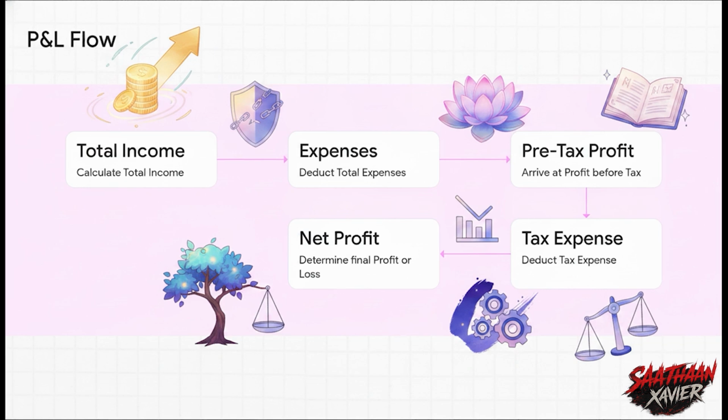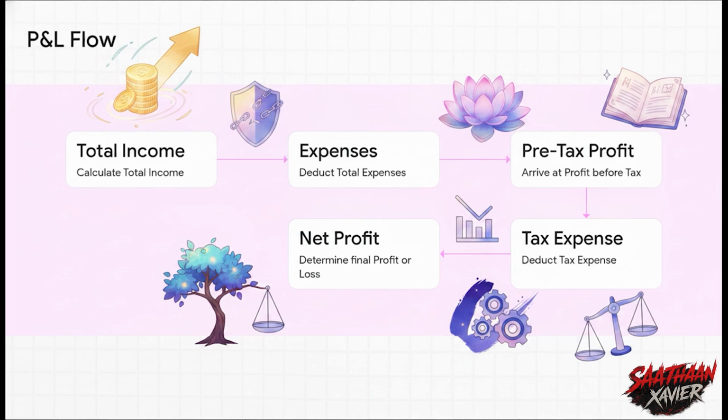Step 1, start at the top by calculating total income. That's revenue from operations plus other income. Step 2, deduct your total expenses. Step 3 brings you to the profit before tax. Step 4, deduct the tax expense. And finally, step 5 gives you the ultimate bottom line profit for the period. It shows exactly how that final figure is achieved step by step.